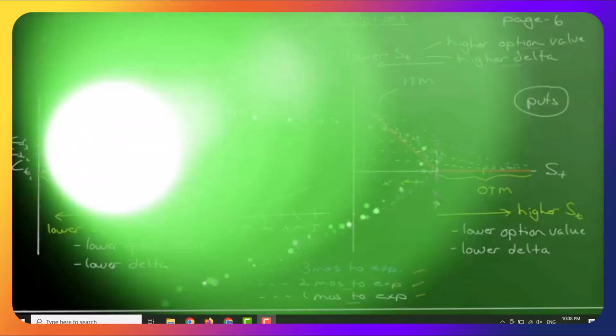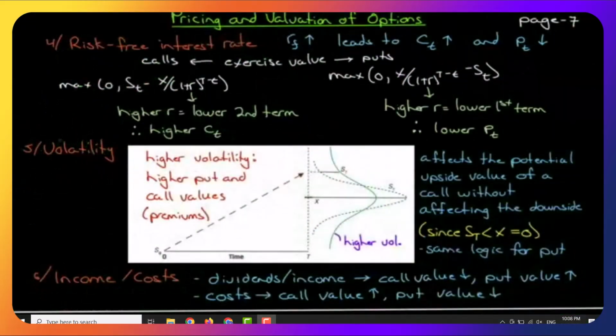Okay, fourth factor, the risk-free interest rate. This will have an effect on the value of calls and the value of puts. An increase in the risk-free interest rate leads to an increase in call prices and a decrease in put prices.